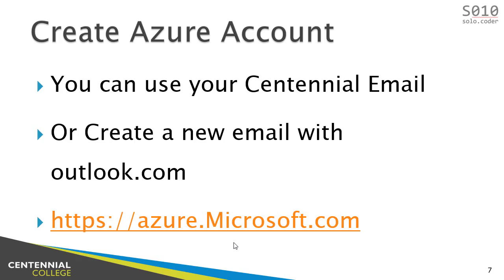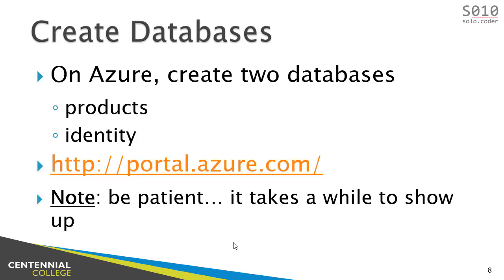So again, you can use your Centennial email, or you can create a brand new email based on outlook.com. For this exercise, for this demonstration, I have created a brand new email, so I can use here. You can go to this address to create the new account. Once you have your account created, you can just go to portal.azure.com. That becomes your first place to go once you have your account already set up, okay?